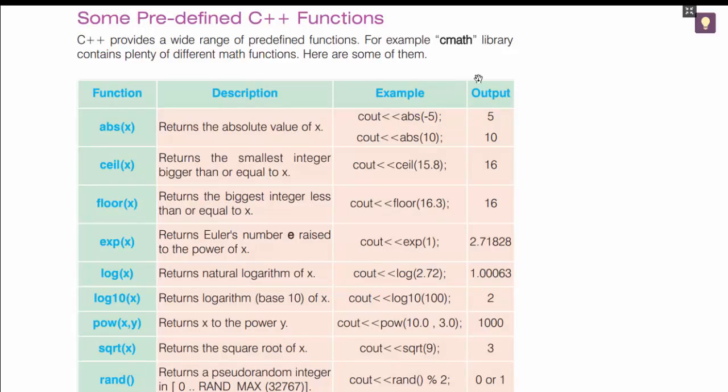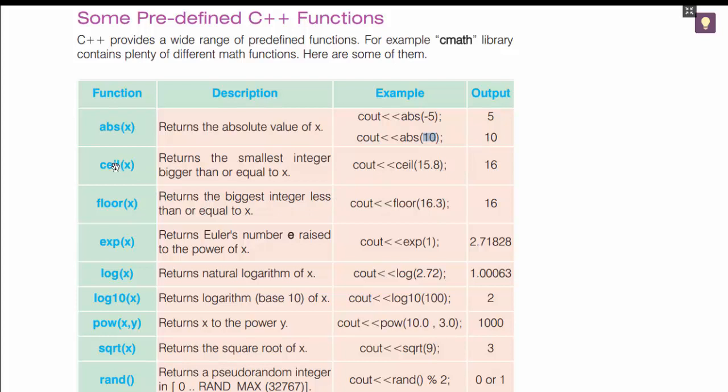As I said in the beginning of the tutorial, we're going to talk about the cmath library, and the cmath library contains plenty of different math functions. Here are some of them. For example, the function abs stands for absolute. When you write cout abs(-5), it returns you positive 5. If the value is positive, it will return positive though.